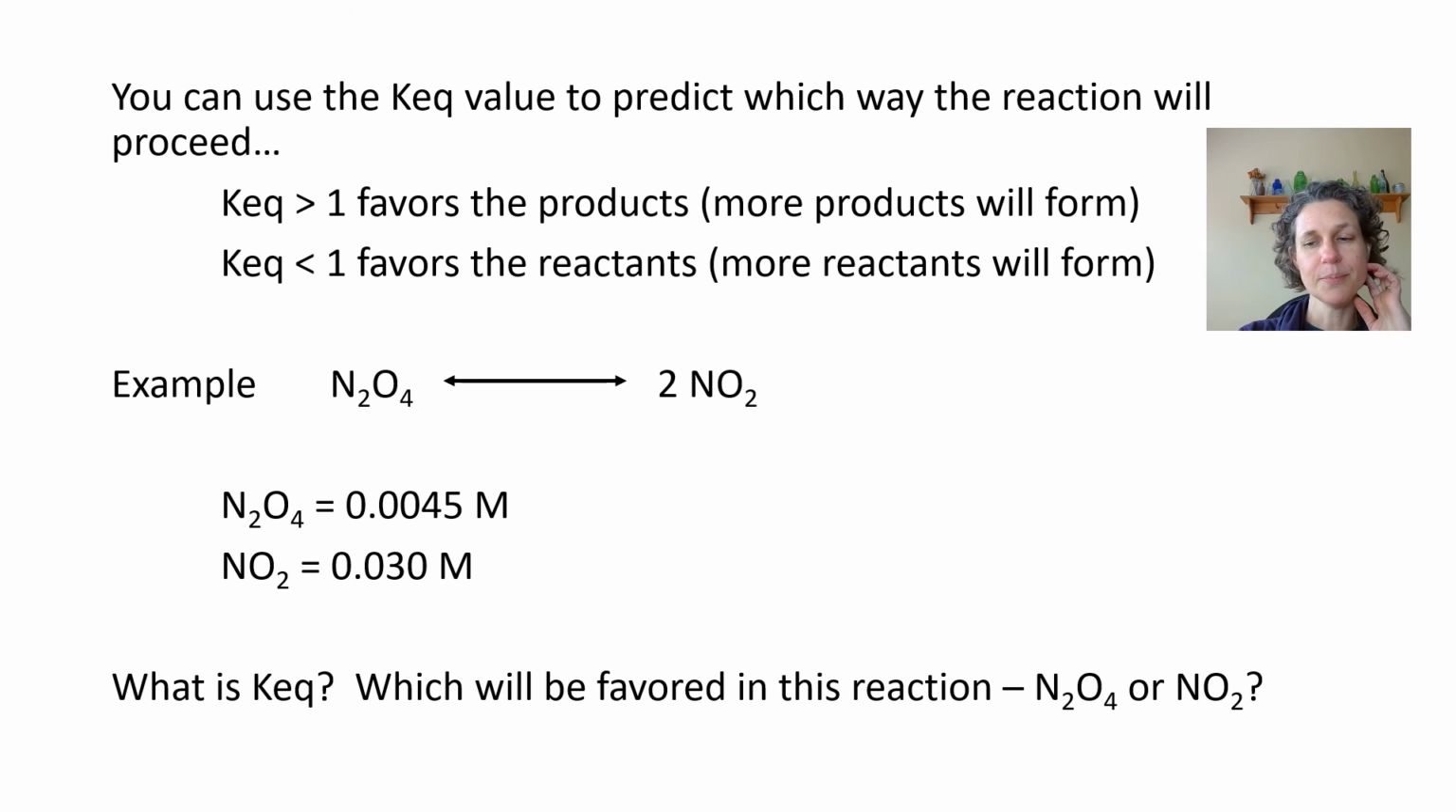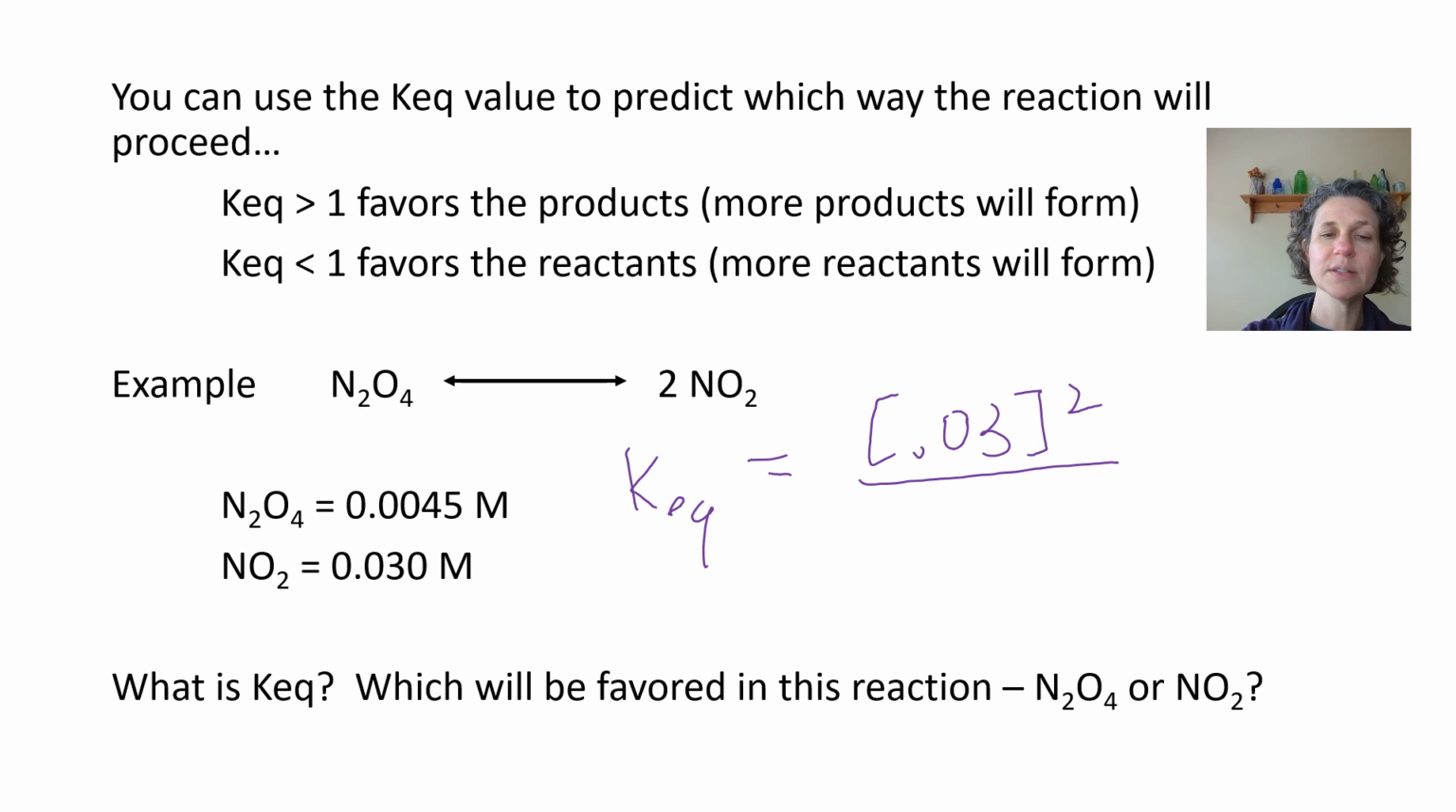So here's a reaction. N2O4 produces 2 NO2, and then the reverse happens. So first of all, what is KEQ? Typically the EQ is written as a subscript, though the way I've typed it doesn't really look like it. You're going to have the products over the reactant, so you have 0.03 to the second power over the concentration of N2O4.